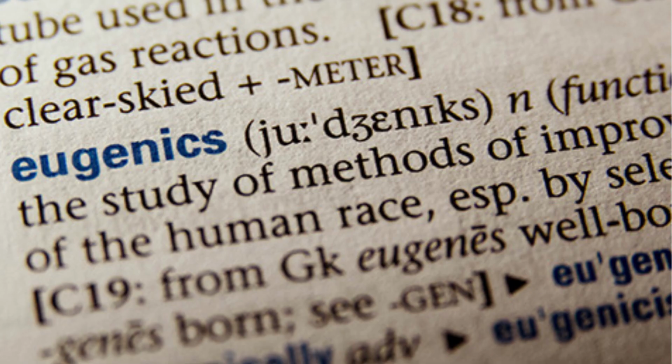Eugenics has been associated with several troubling and unethical practices, including forced sterilization, racial and ethnic discrimination, and promoting policies aimed at preventing certain individuals or groups from reproducing.